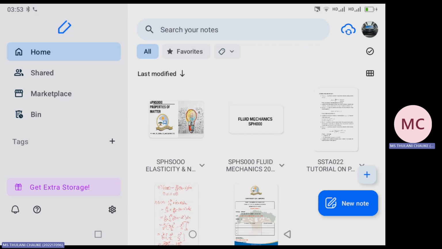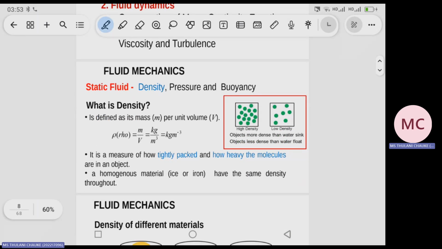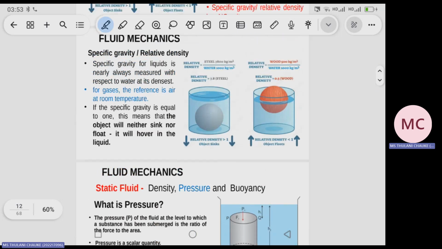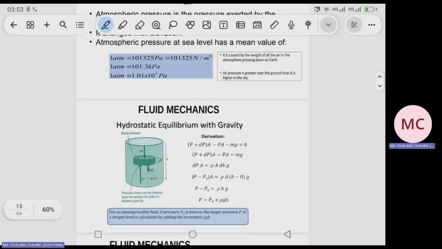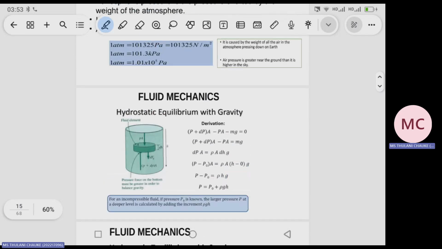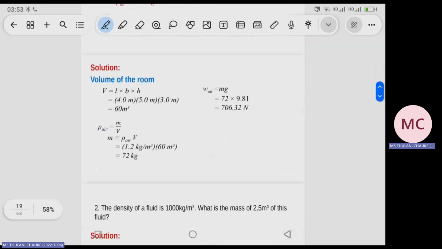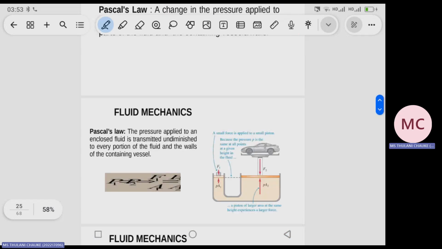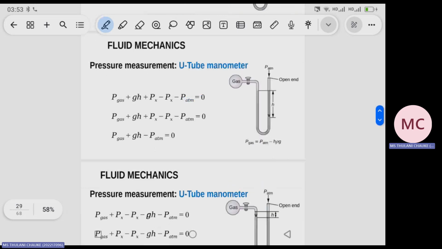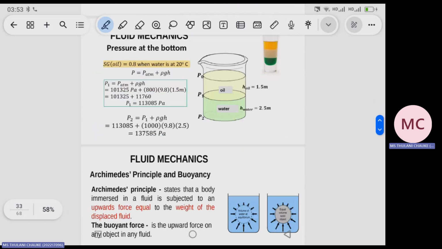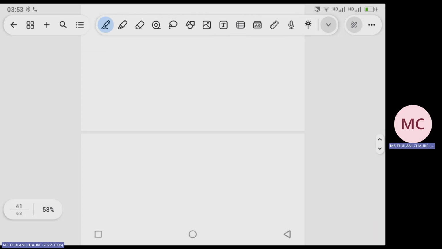The last thing that you guys must know is fluid mechanics. This one is a very long topic, but let me just explain a bit. I would like to do a separate video for this one because there's a lot of content. Fluid mechanics, all in all, is about the pressure of fluids and gases. I'll do a separate video of this when I have time.